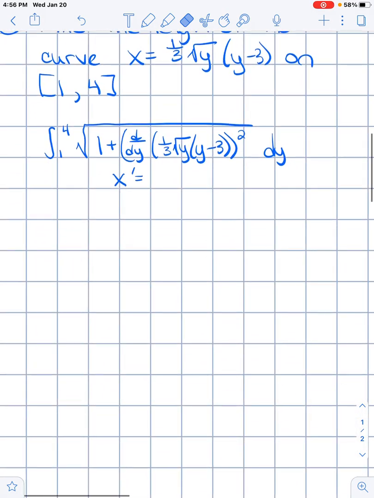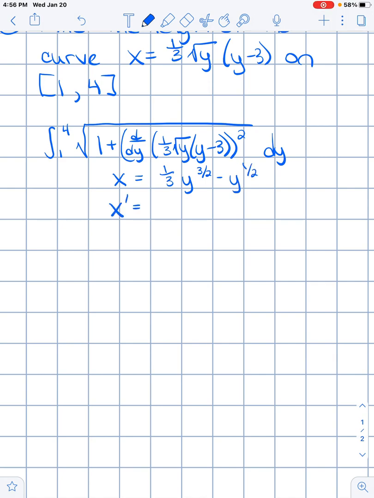Actually, I'm going to rewrite x first and distribute that 1/3 square root of y in. It's going to make it a little bit easier to work with. So I will just say this is 1/3 y to the 3/2 minus y to the 1/2. Now I'll find the derivative. Multiply 1/3 times 3/2 gives me 1/2 y to the 1/2 minus 1/2 y to the negative 1/2. And I know I normally make you rewrite that, but for right now I'm going to leave it that way because we need to square this thing still. So I'm going to leave it like this before I square it.